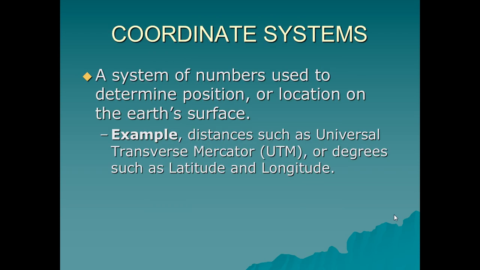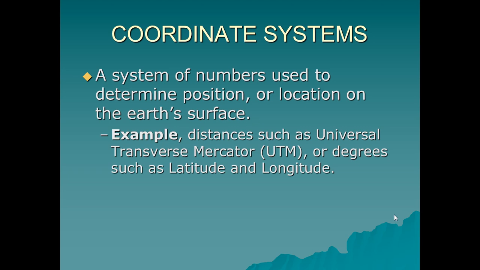Now I want to talk about coordinate systems. I need for you to bear in mind that coordinate systems are different from map projections. If you recall, a map projection is a process of transferring features from a 3-dimensional surface such as the surface of the Earth, to a 2-dimensional surface such as flat maps. Right? So it's a process of transferring information. A coordinate system, on the other hand, is a system of numbers used to determine position or location.